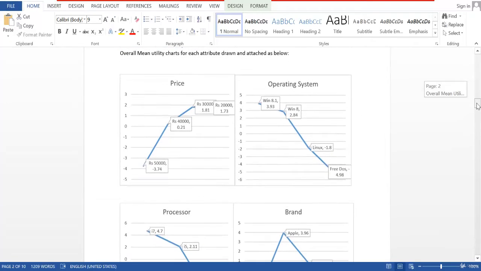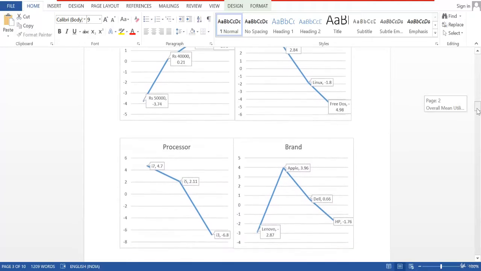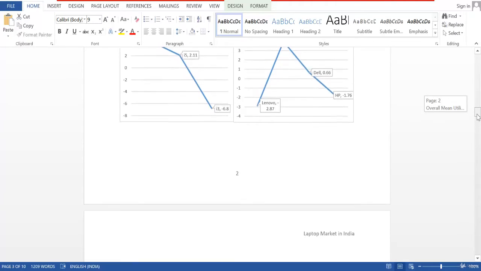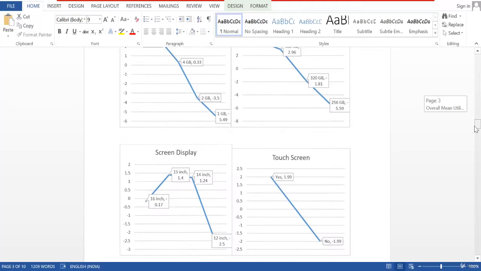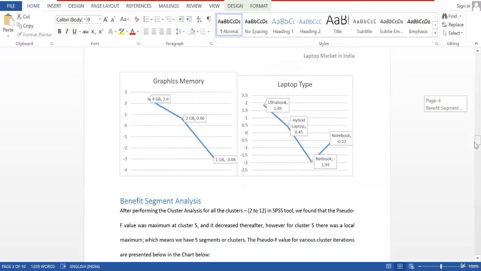And then we see the overall mean utility function. This is obvious: if the price would increase, my mean utility function would decrease, which is usually the case because most customers are price sensitive. And if you see the operating system, Windows 8.1 has the highest mean utility value. Similarly, for other attributes like processor, we see i7 has the highest utility. For brand, we see Apple has the highest. So for different attributes, we calculate the mean utility function.